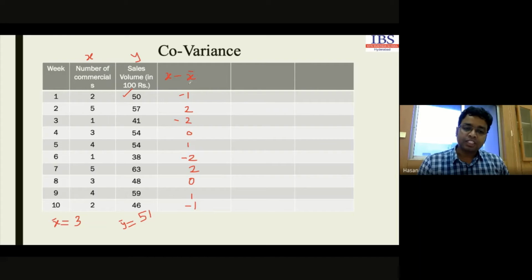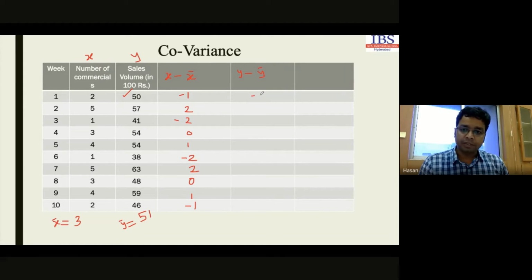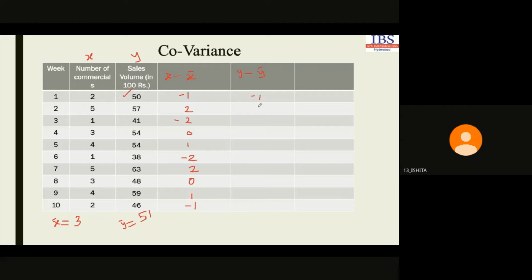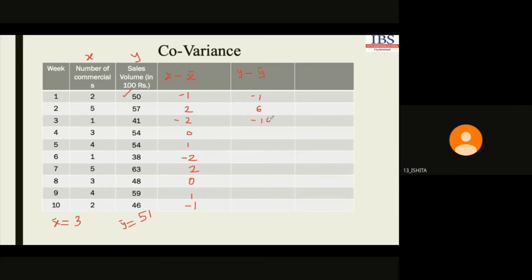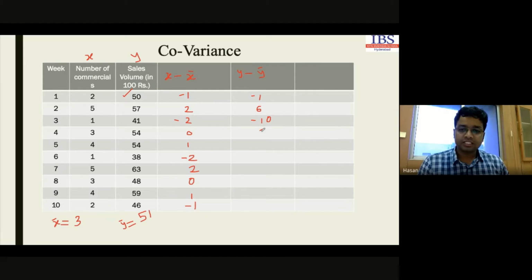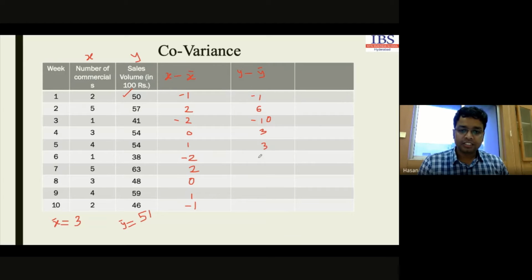So this is the deviation for x with respect to its target value. So we'll have to calculate the deviation for y also with respect to its target value, y minus y bar. Then tell me what will be the value here? Minus 1. 50 minus 51, minus 1. Very good. Then 6 minus 10, minus 10. Very good. 3. Then 3. Again 3.